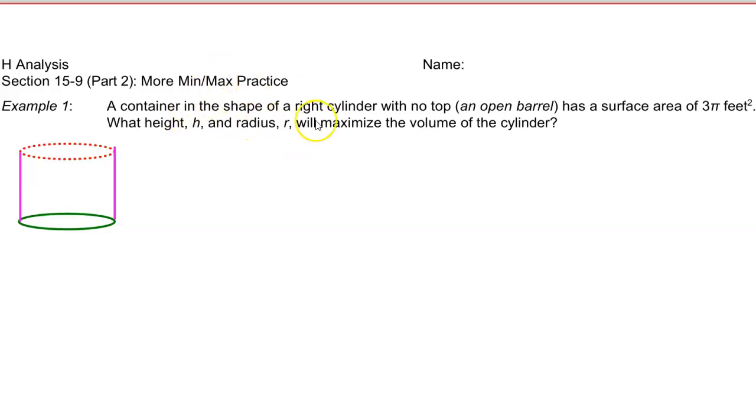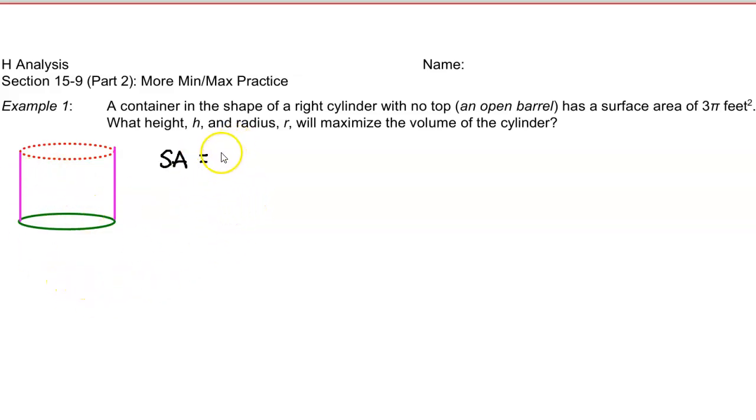So looking at this, it says we've got an open barrel that has a surface area of 3 pi square feet. And what is the height and radius that will maximize the volume? So we still have our 2 formulas. One of them is surface area, right? And we have to figure out what the surface area of an open cylinder is.